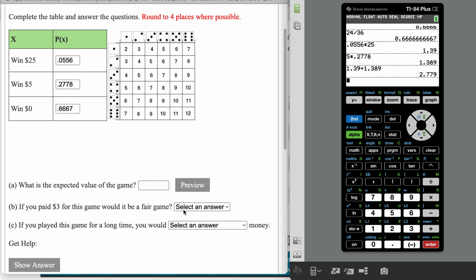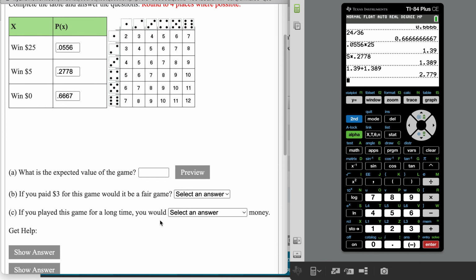when it says for a fair game, you want to look to see if the expected value is 0. You want to look to see that the chances of winning are the same as chances of losing. Since the expected value here is 2.779 and you're paying $3, there isn't really a break even here. So I would say that this is not a fair game.